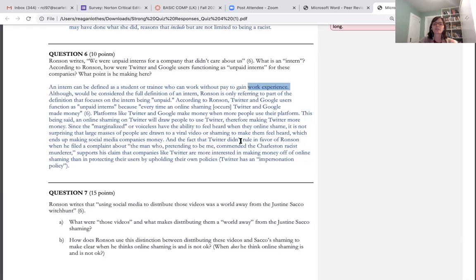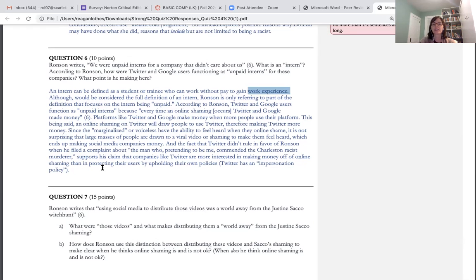And the fact that Twitter didn't rule in favor of Ronson when he filed a complaint about, quote unquote, the man pretending to be me who commended the Charleston racist murderer, supports his claim that companies like Twitter are more interested in making money off of online shaming than in protecting their users by upholding their own policies. Right? So Twitter has an impersonation policy, as Ronson indicates.